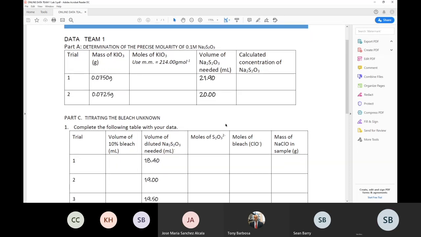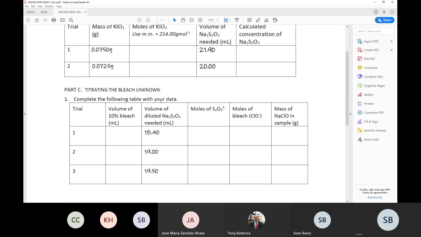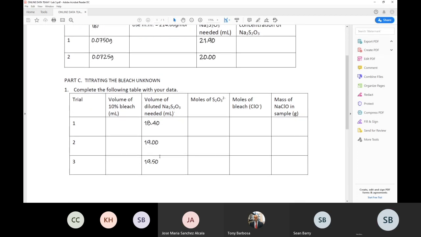All right, so what I just posted is data. This is the team data for team 1. What we've given you is the mass of the periodate and the volume of the thiosulfate for part A. And for part C, we gave you the volumes of the diluted sodium thiosulfate solution that was needed.